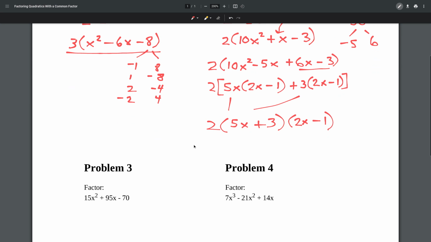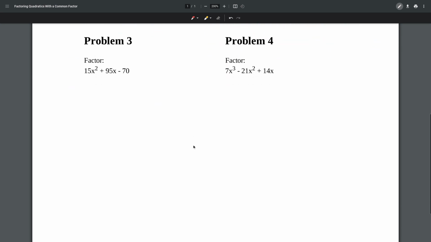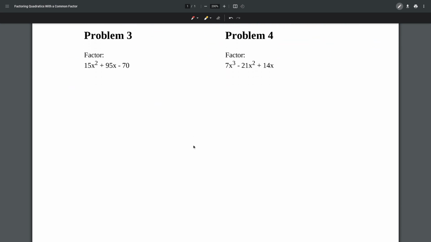Let's look at problem 3. So problem 3, we're going to factor this: 15x squared plus 95x minus 70. So all of these, both the coefficients and the constant, they end in a 5 or a 0, so they're all divisible by 5. So I'm going to start by dividing out a 5. So I'm going to do 5, and that'll be times 3x squared.